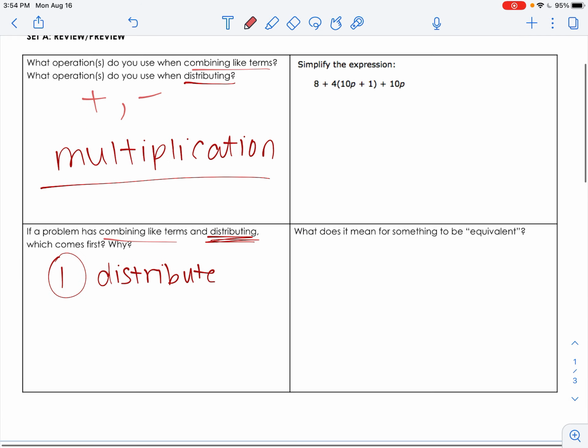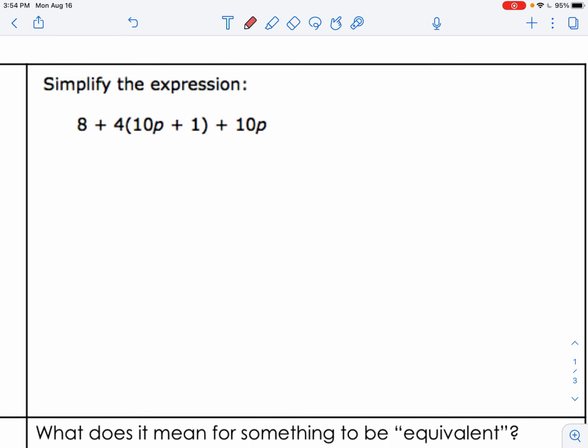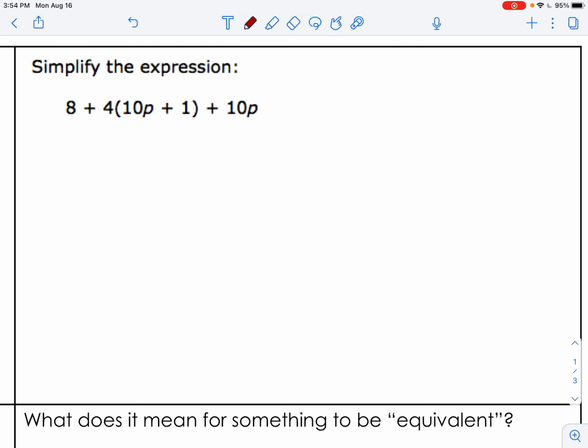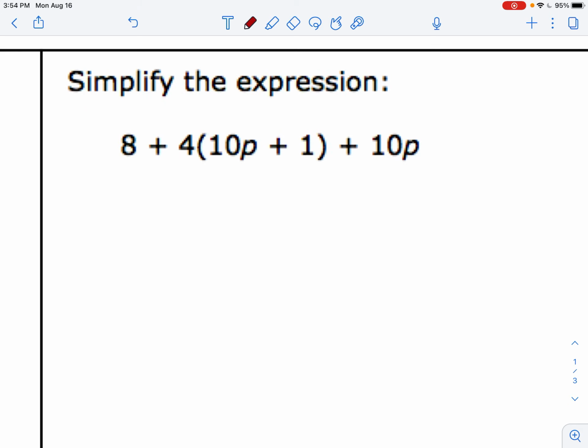Okay, so let's move on to this problem. So this is a little bit of review, right? Basically, this is asking you to simplify the expression. This is something similar to what we did yesterday. What do I do first? What did I just say? What comes first, distribution or combining like terms? Distribution, right? So if I see parentheses here with a number in front, I know what happens. I need to distribute that. So I'm going to rewrite the rest of the problem, except distribute that as I go.